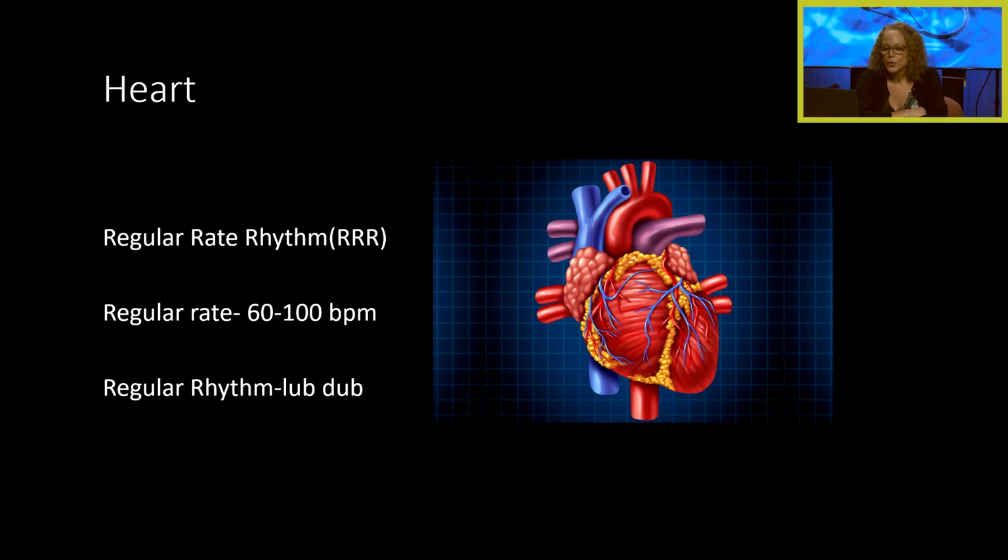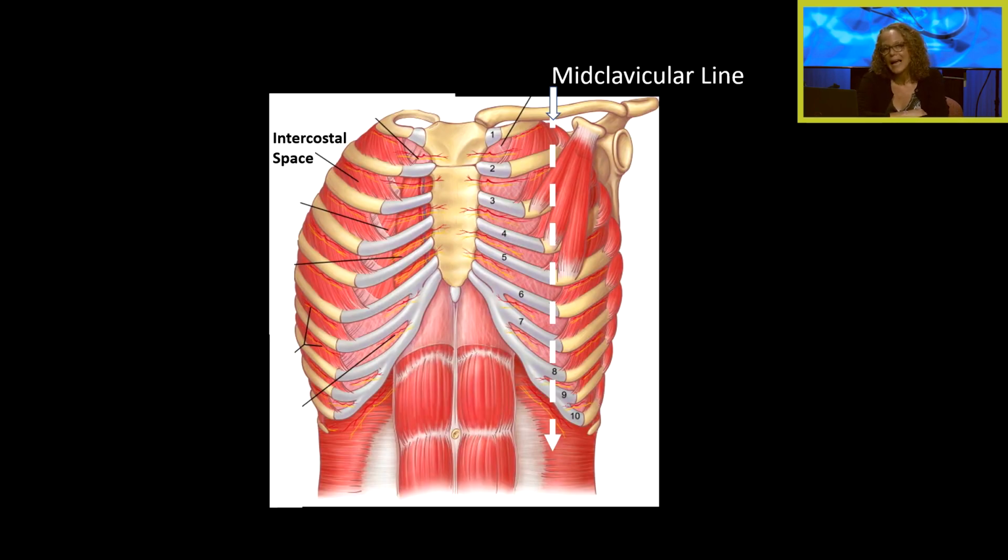All right, so for regular rate and rhythm, first we know that a normal rate in an adult is about 60 to 100 beats per minute. And we know that a regular rhythm is lub-dub, lub-dub, lub-dub, lub-dub, lub-dub. Okay, so that's a regular rate and rhythm. When we are listening, there are some landmarks that we look for. And this is also a very classic board question.